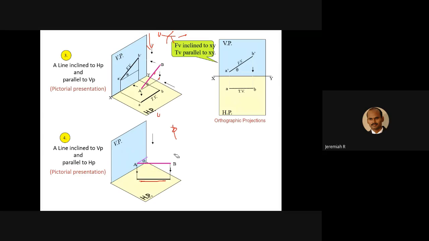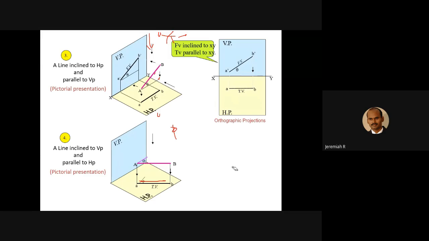So in the top view you will get the inclined line AB. It is equal to the true length. What is the true length? If it is 70 mm, here also 70 mm. So this is called the true length. So the true length and the top view length will be equal. If it is 70, this is also 70.